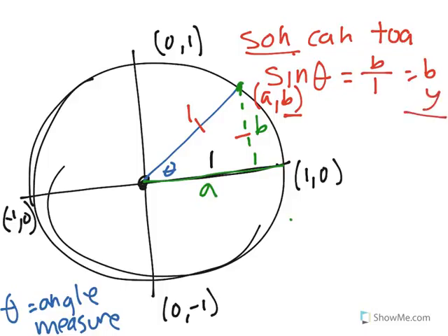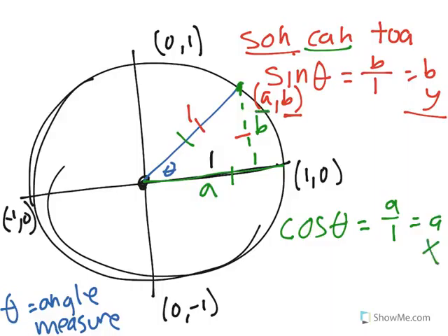Alright? Now if we're looking at cosine theta, we're going to look at adjacent over hypotenuse. So A over hypotenuse. So A over 1. So whenever we're trying to find the cosine of an angle, we're going to look at the A coordinate, otherwise known as the X coordinate.